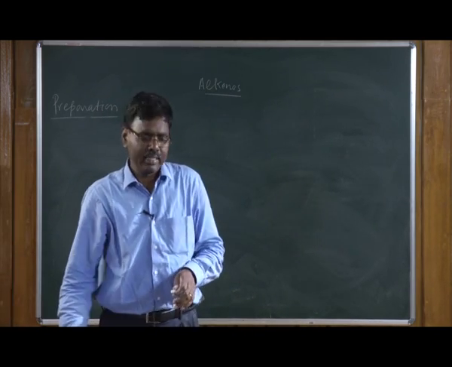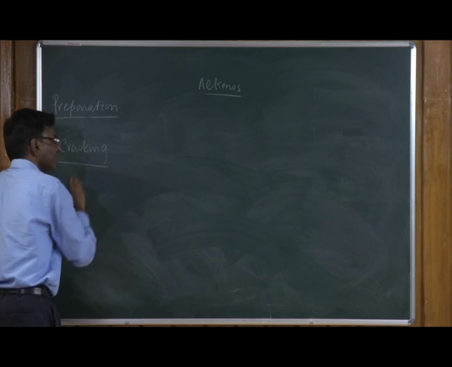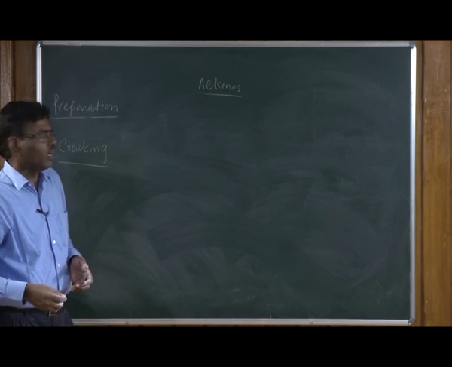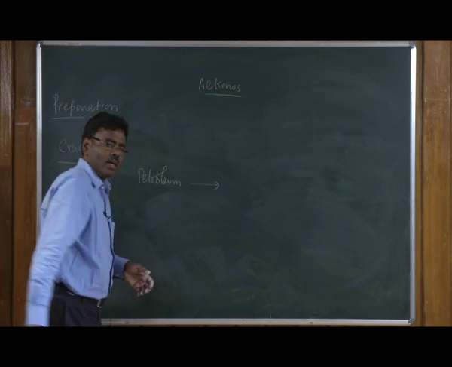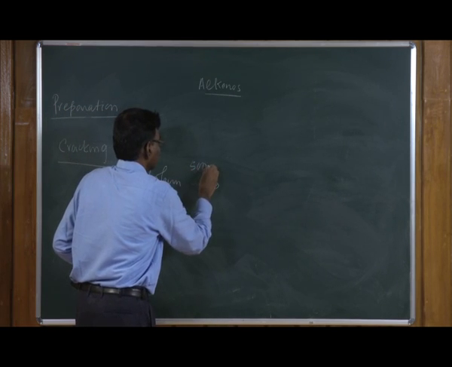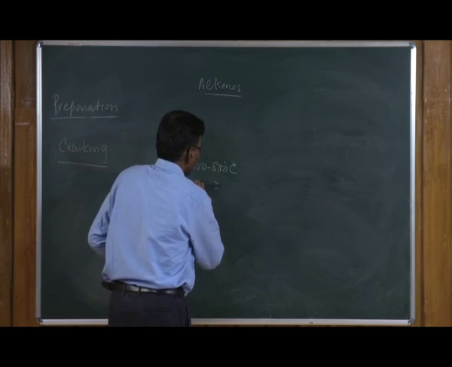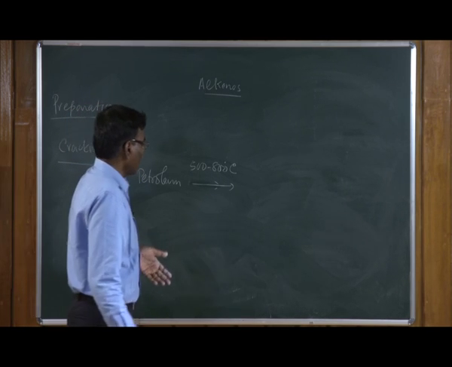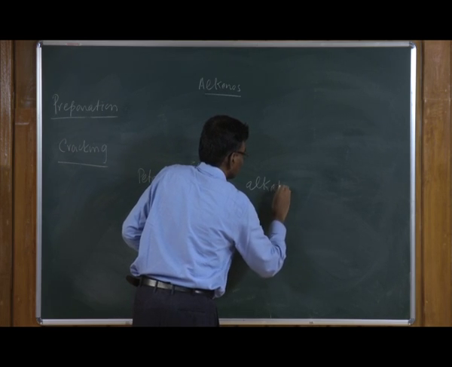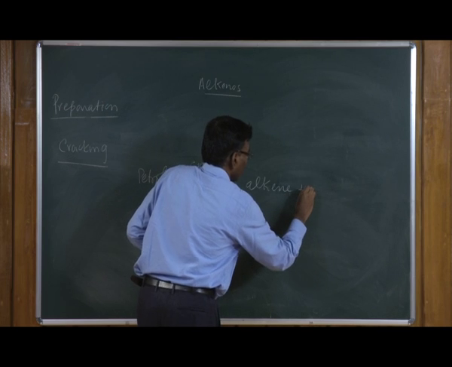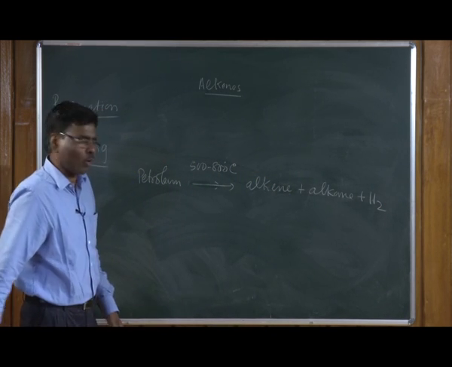The next reaction is cracking. When you heat petroleum around 500 to 800 degrees Celsius in the absence of air, it can undergo cracking into smaller alkenes, alkane plus hydrogen.